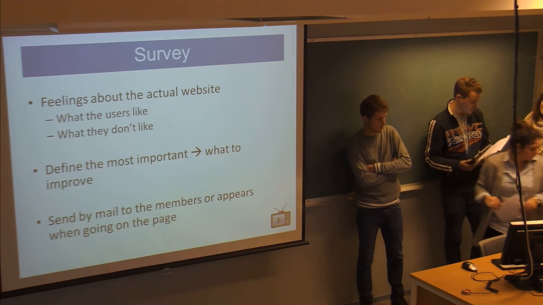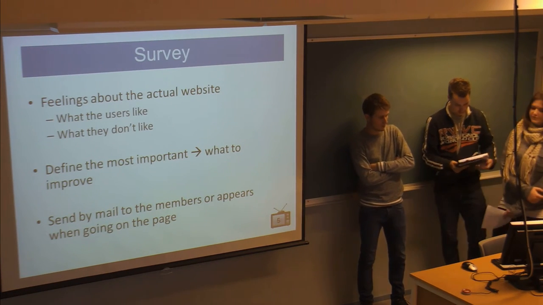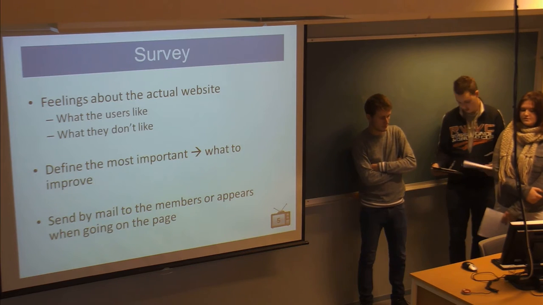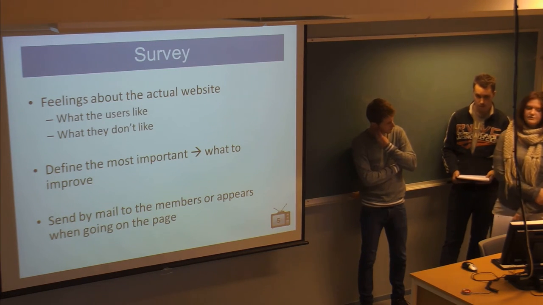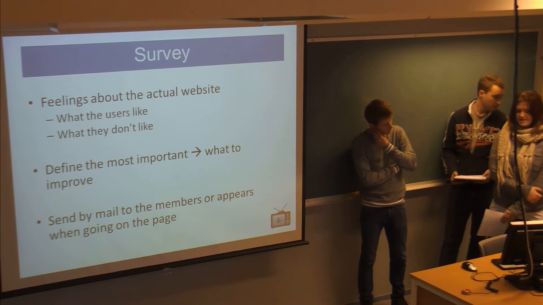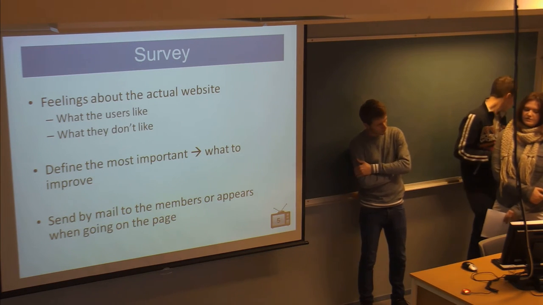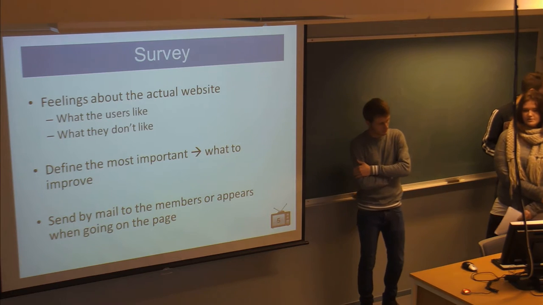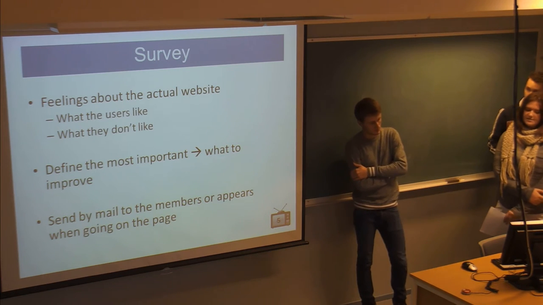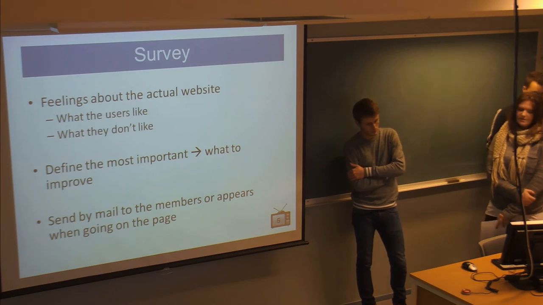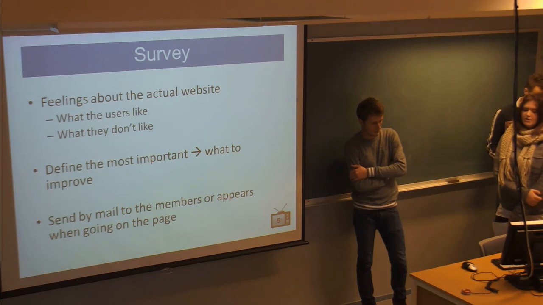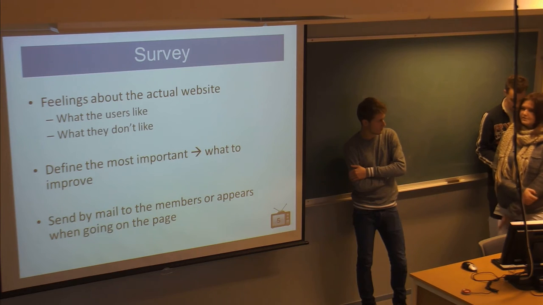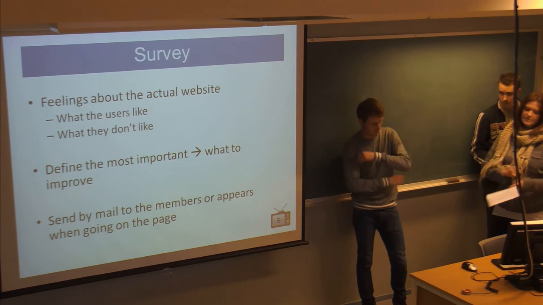A second method that we can use is to make a survey. With this survey we can know the feelings about the actual website. We can discover what the users like and what they don't like. And we can also define what is the most important on the website for the user, and this is what we have to improve. The survey can be sent by email to all the members, or when we log in to the website, it can appear on the front page.